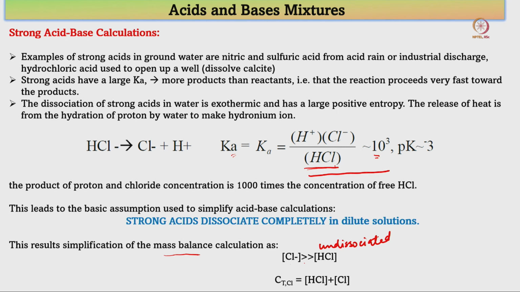This is the undissociated HCl concentration. Therefore, the concentration of total chloride in that solution is equal to the chloride concentration, because you can just neglect this term and it will only depend on the chloride concentration. So, this is a simplification for stronger acids.